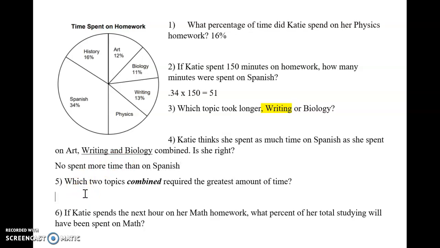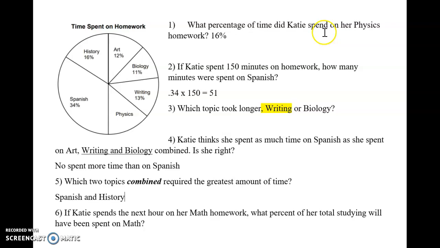Which two topics combined require the greatest amount of time? Well, the one that takes the most time is Spanish, so we're going to have to try to put something with that. So we've got history is 16, that's more than art, biology, writing, or well, physics is also 16. So we can either, no, physics couldn't have been 16. Let's go back and do that over. But Spanish and history together made up 50%. So that looks like our top one. So Spanish and history. Let me go back and check this one because I don't think I did it right.